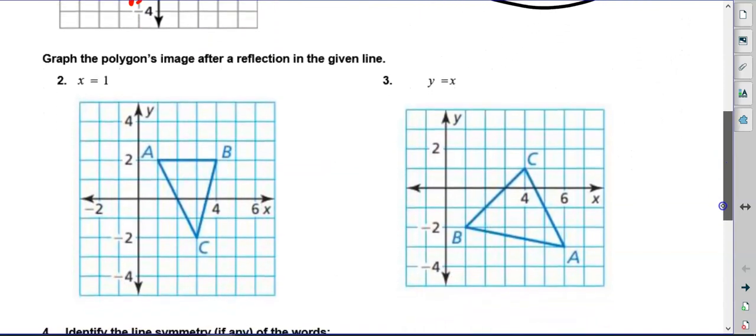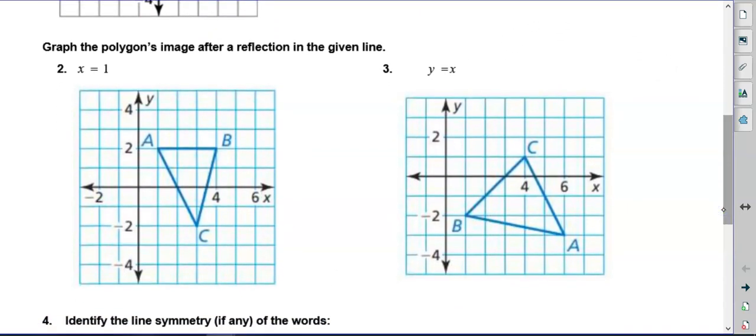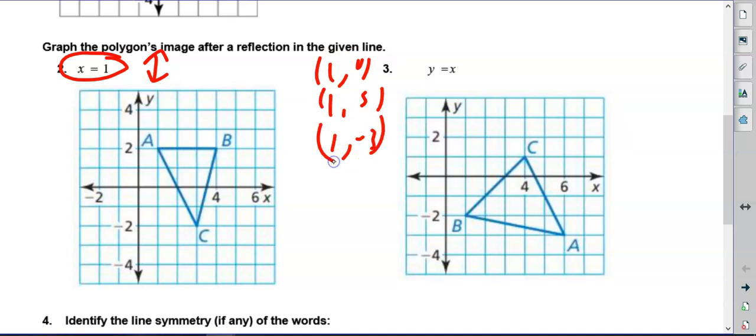Graph the polygon's image after reflection over the given line. Remember, x equals is a vertical line. Okay, it does not run parallel to the x-axis. It goes through the x-axis. This is because x is always 1. So if I had a bunch of points, it'd be 1, 0, 1, 5, 1, -3. X is always 1, which means it is a vertical line going through 1. There's my line of reflection.